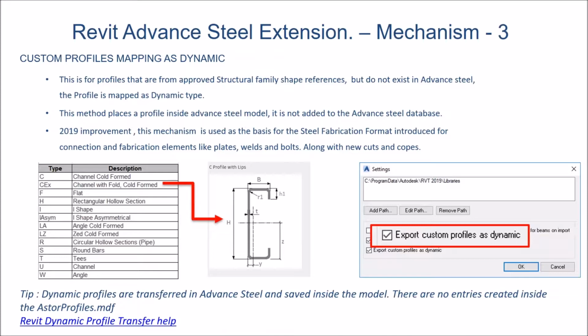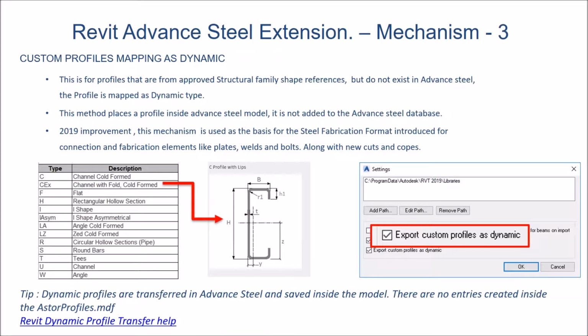So by ticking the Export Dynamic button, you can actually send this from Revit to Advanced Steel, providing that it is one of the standard shape codes. In this case, I picked a C-lipped channel to do this as an experiment, and all I did was tick the box and send it backwards and forwards.